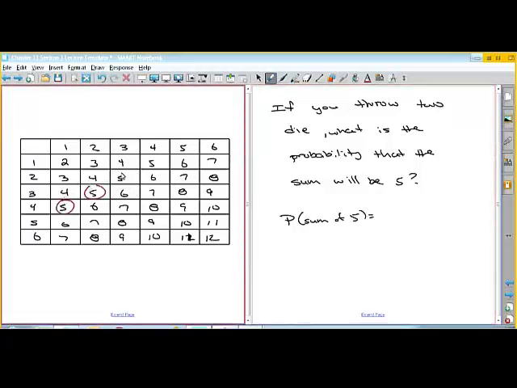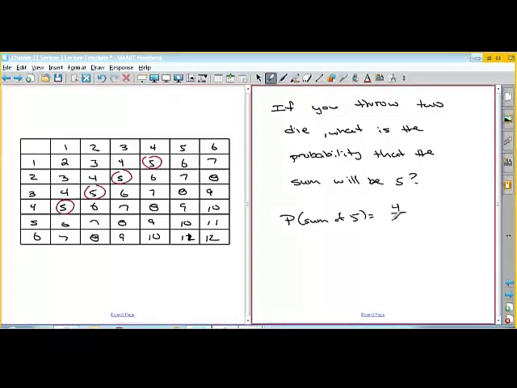So we just go over to our table and we count 1, 2, 3, 4. So there are 4 favorable events. There are 36 possible events. You can simplify that down to 1/9. So the probability of throwing 2 dice, the sum being a 5, is 1/9. It's 0.11111, I think, if that's what 1/9 is.